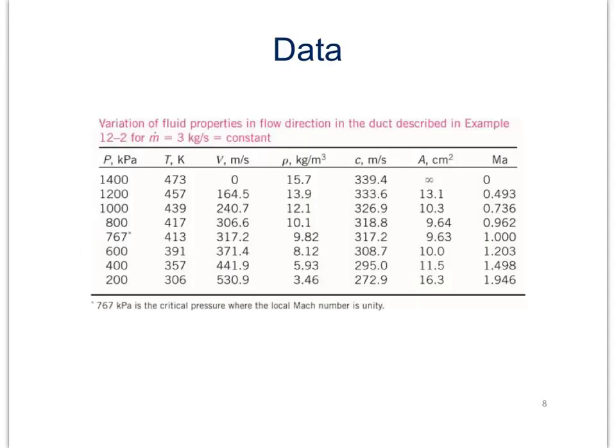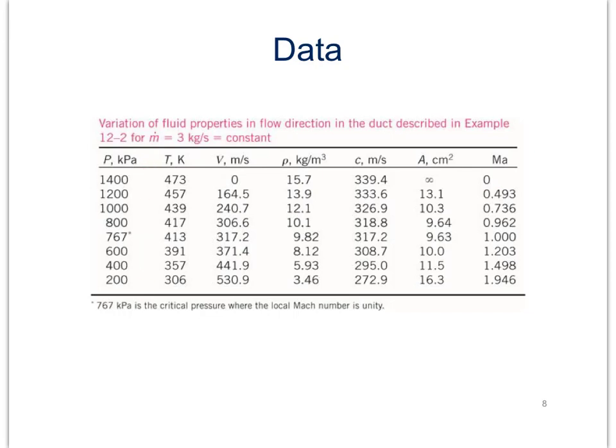Looking at all the data from doing our calcs, you can see what we just did was the 1,200 case: there's our temperature, 457, 164.5, 13.9 for the density, and so on across the board. For the stagnation case, there's 1,400, a stagnation temperature of 473, and those values going across. And the Mach number is zero, assuming the flow isn't moving at all. Going down here, we see the pressures as we move down.